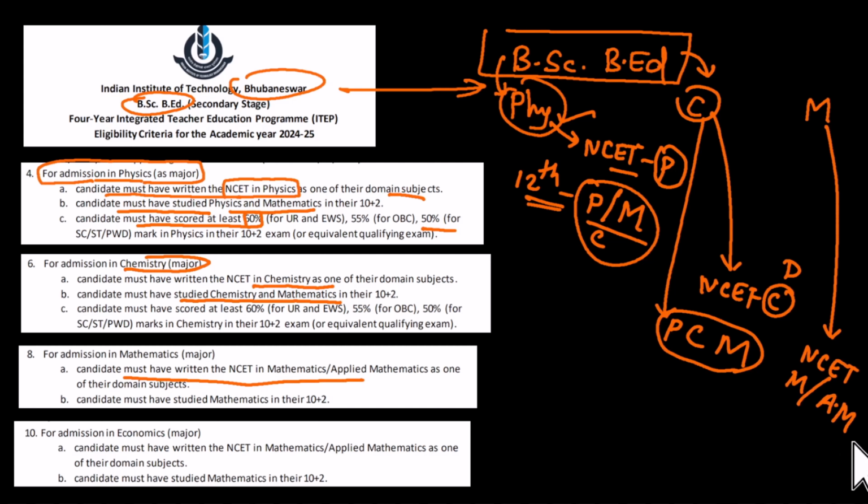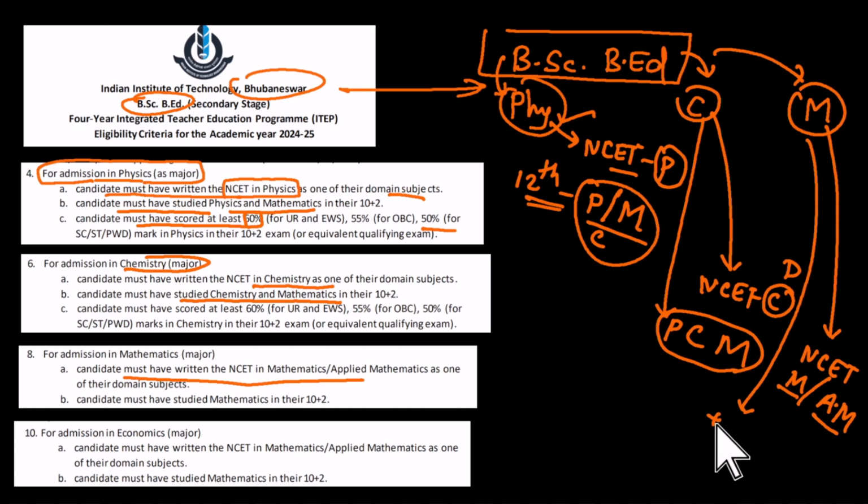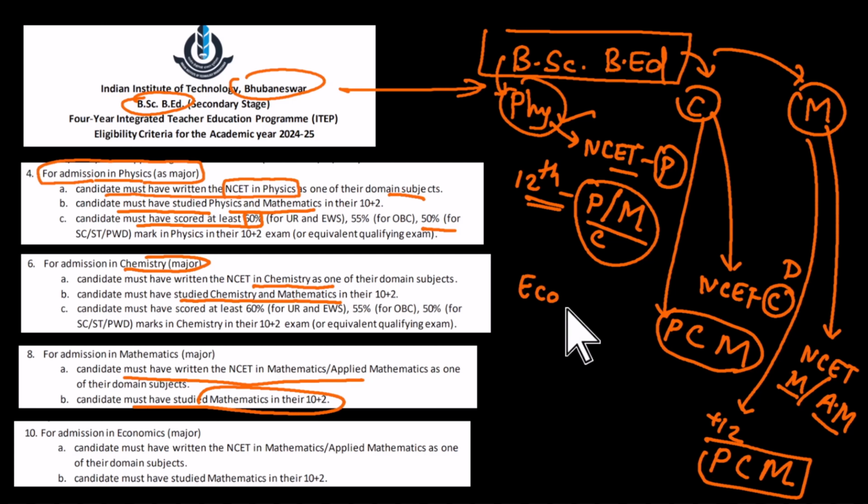There are two math subjects. One is maths or applied maths. Okay, you should have appeared for at least one of them if you want BSc B.Ed with maths as the major subject. And what is the class 12th criteria? It says that must have studied maths in their 10 plus 2. So that means if in 12th standard you have maths, definitely physics and chemistry come along as a package. Okay, now let us talk about economics.